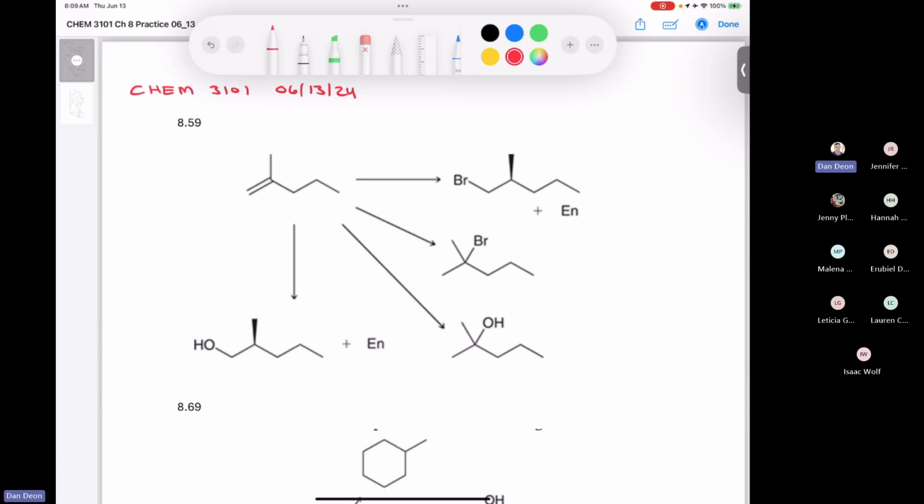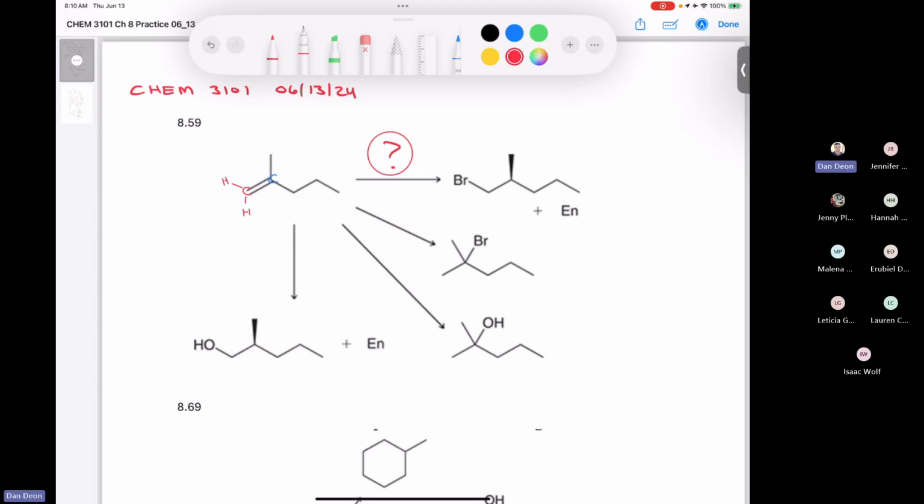All right, so with 8.59, let's start here. Could anybody tell me, you can see that if I highlight this carbon in red and this carbon in blue, the carbon in red has two hydrogens attached to it, and the carbon in blue has none. So this reaction here, where I have the question mark, would this be a Markovnikov addition of HBr, or would it be an anti-Markovnikov addition of HBr? Would it be Markovnikov or anti-Markovnikov for this first one?